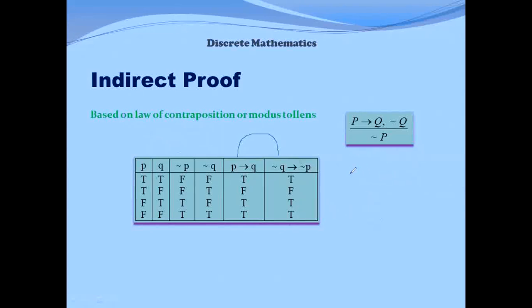It means P implies Q is equivalent to not Q implies not P. This is called the equivalence formula, and in this proof, we will use this equivalence formula. So I have shown here the meaning of P implies Q. If P implies Q is true, then not Q implies not P will also be true. This indirect proof is based on contraposition or modus tollens that I have already discussed in the previous class.